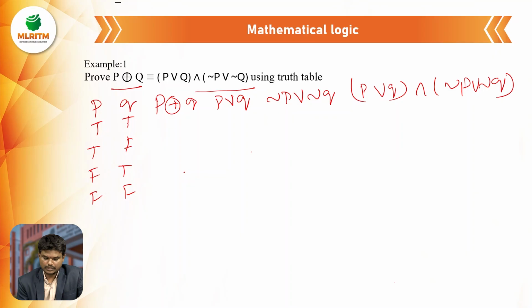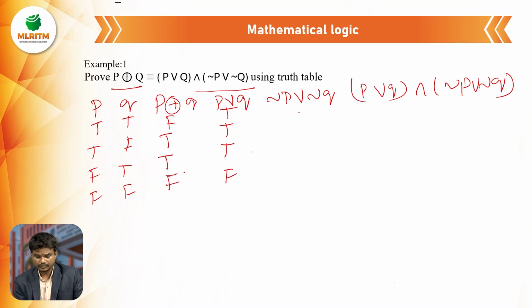So if both the cases are the same, it is false. Here first case is true, second case is false, it is true. First case is false, second case is true, it is true. False, true, true, false. P or Q: if both the cases are false, it will be false. Remaining cases are true: true, true, true, false. Negation P or negation Q. So here negation P means false, false, true, true. Negation Q means false, true, false, true.